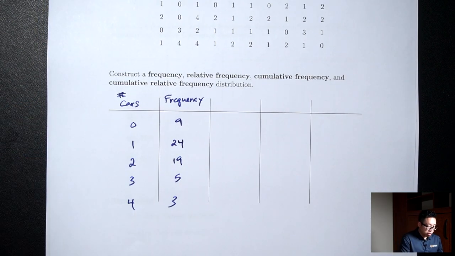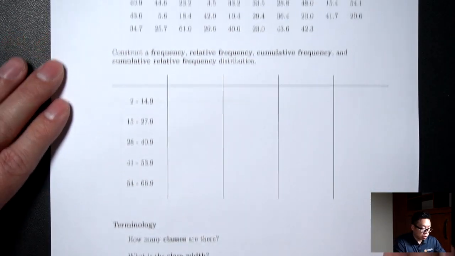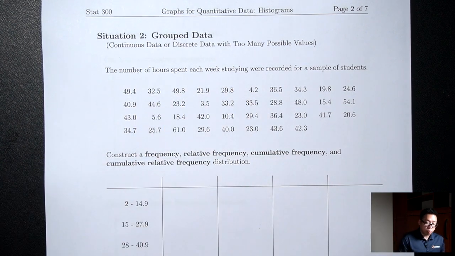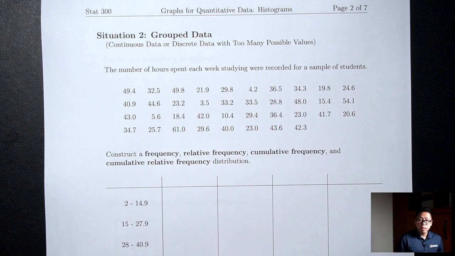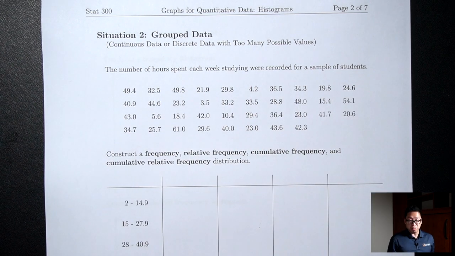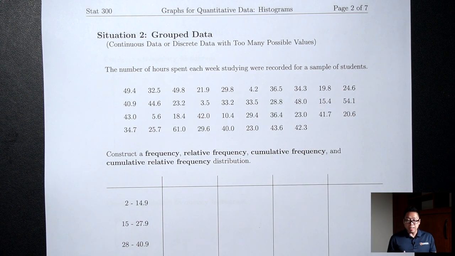Now, let me skip to situation 2 so that I can tell you the difference. Now, situation 2, the data we have here is number of hours per week that students spend studying. So we asked a bunch of students, how many hours per week do you study? And these are the answers. Now, notice, if I look at the data set here, there's a whole bunch of different answers, right? This is actually continuous data. And continuous data, remember, is data where you can have any possible decimal as an answer. So 5.138 makes sense as a number of hours.